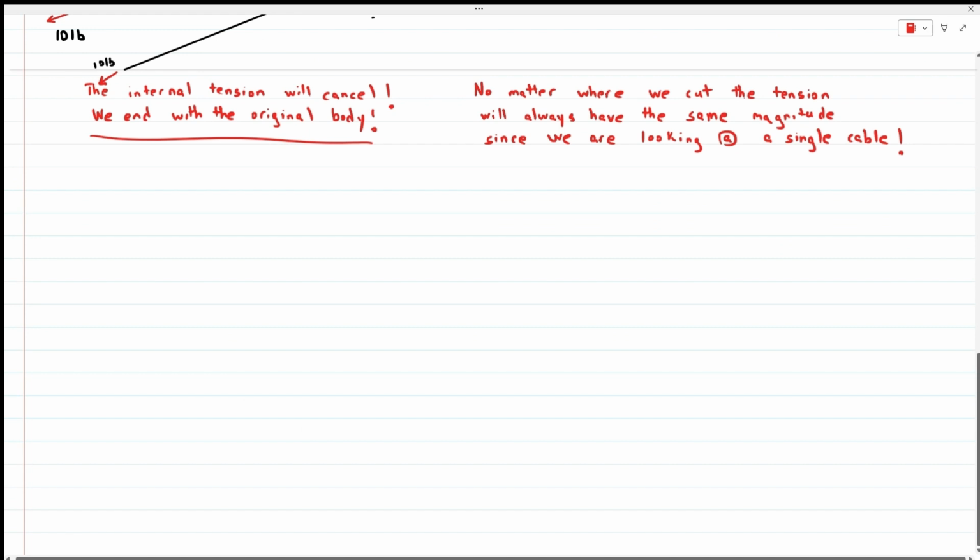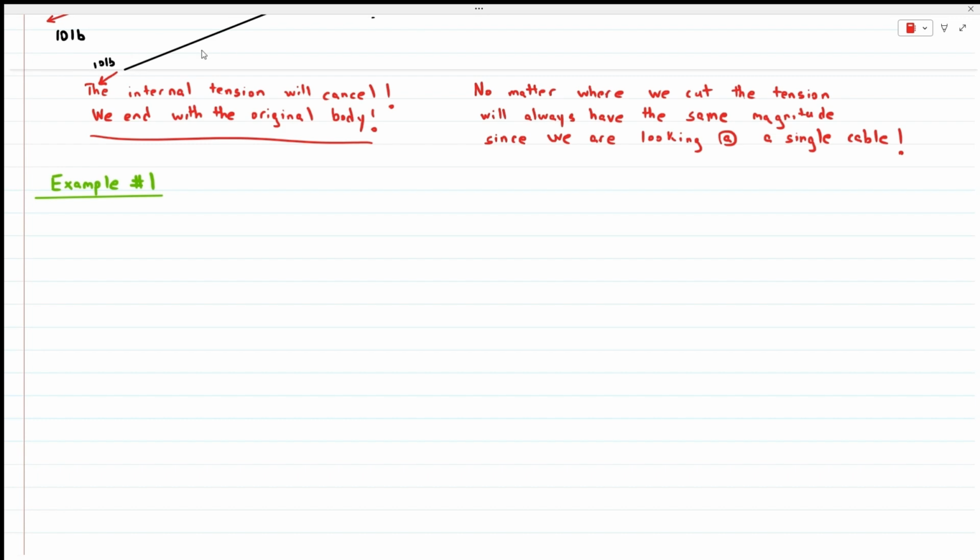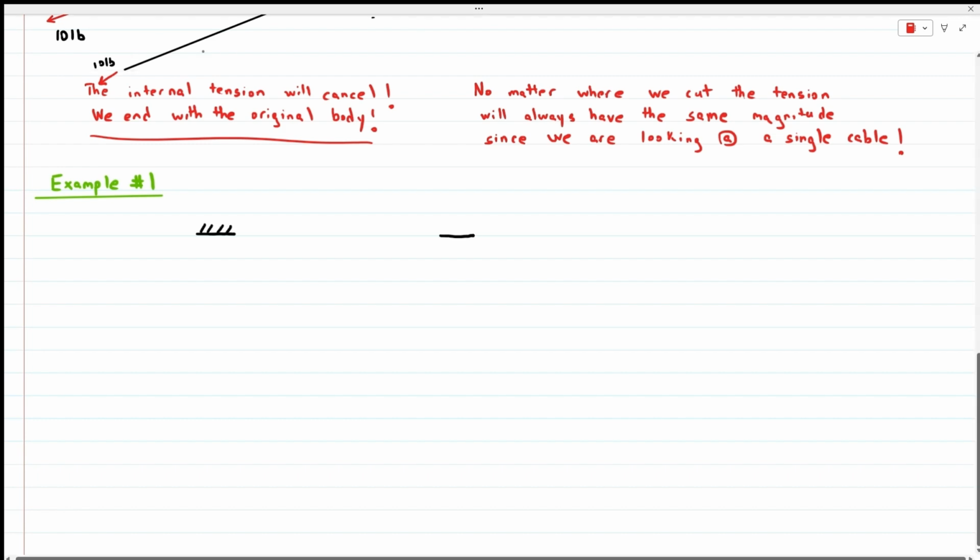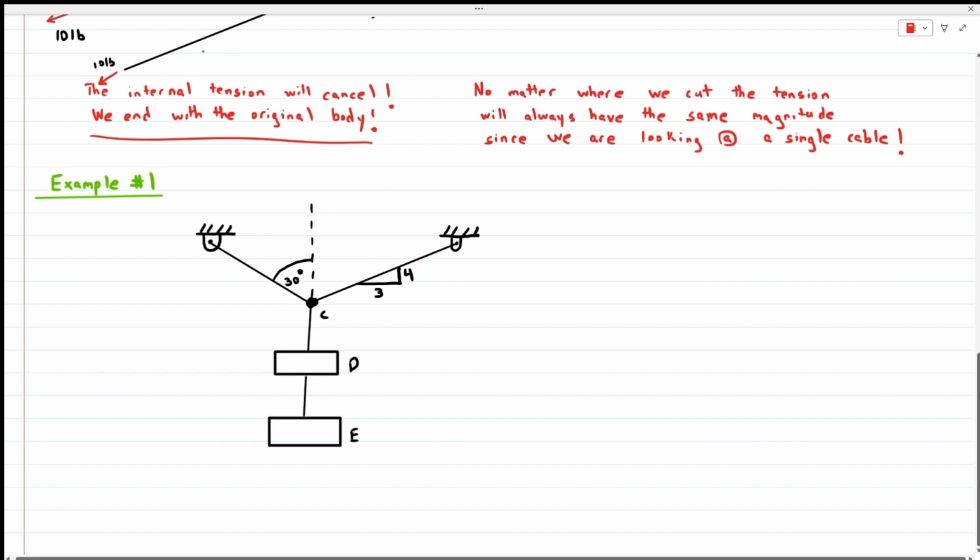Let's explore our first example, drawing free body diagrams as an exercise. Let's say we had two boxes hung from two cables. These are the two cables hanging from the ceiling. One is at a 30-degree incline and the other one has a slope, 3 run and 4 rise. There's a box D and a box E with associated masses. The mass of box D is 100 pounds and the mass of box E is 200 pounds.